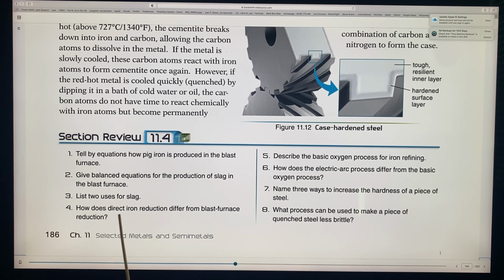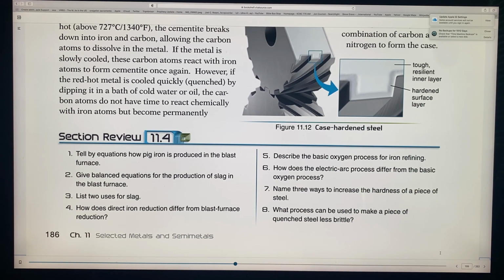So how does direct iron reduction differ from blast furnace? Blast furnace uses coke, which is carbon. And because a lot of environmentalists don't want us to use so much carbon, right? They have basically taken out the carbon in the midst and are using natural gas instead.